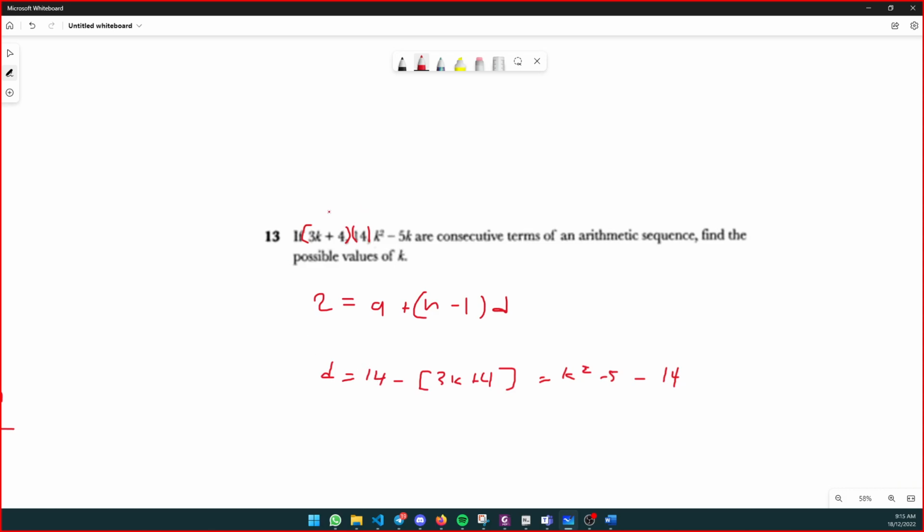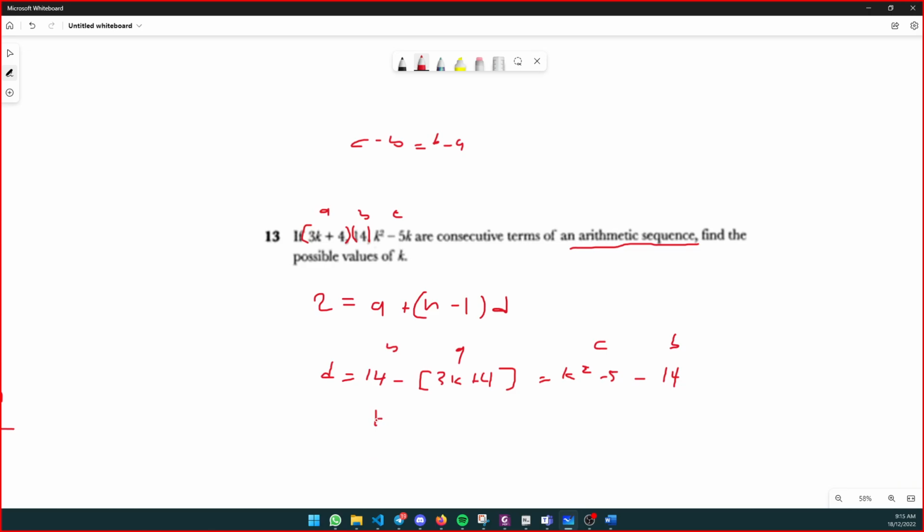Let's call these A, B, and C. Since they are arithmetic, C minus B has to be equal to B minus A. It has to be. So that's what I did here also: C minus B equals B minus A. I'm just going to simplify this. I'm not going to expand everything. I hope you can follow through with that.